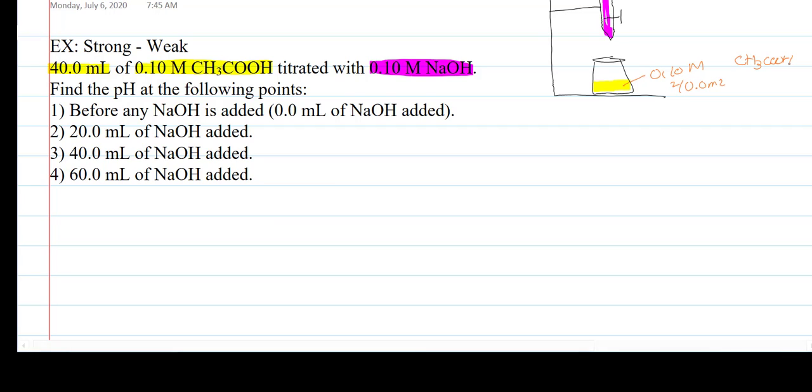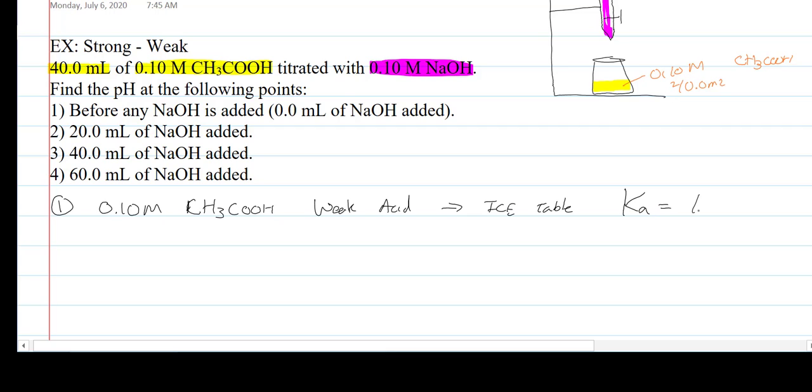Okay, so the initial is before. So part one here is before NaOH is added. So 0, nothing. I have 0.10 molar CH3COOH. The volume doesn't really matter. It's 40 milliliters, but it's just a weak acid. So we do a nice table. The thing we don't have on this sheet is Ka, and Ka is 1.8 times 10 to negative 5.